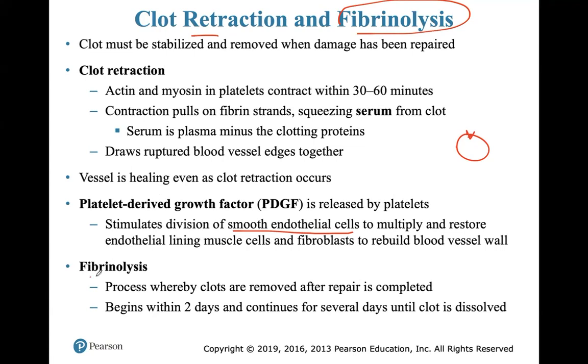Now, fibrinolysis is important here. Why? Because when the repair is completely done, fibrin will not stay in that place anymore. So it has to be lysed, right? It is the process by which clots are removed. When fibrinolysis is done, the clot falls apart from the damaged area. It begins within 2 days, but it will not happen completely until all the tissues are repaired and everything is done. Then the clot, the scab, will fall apart.